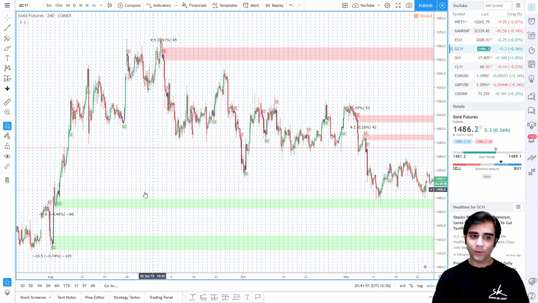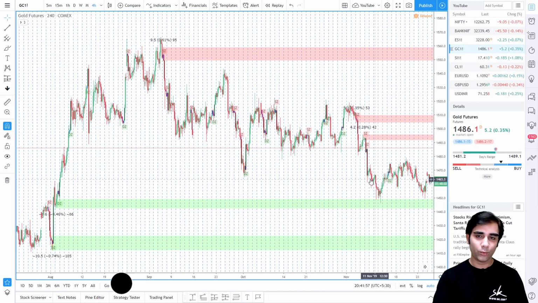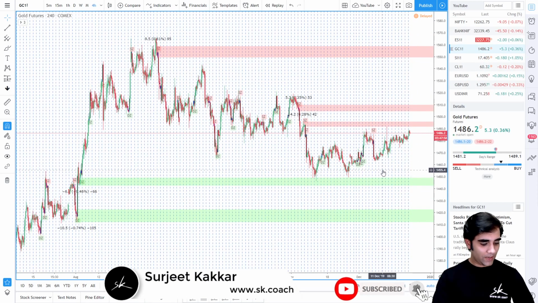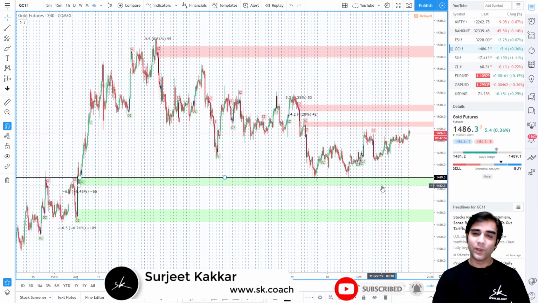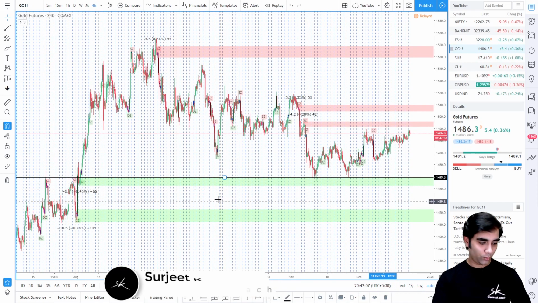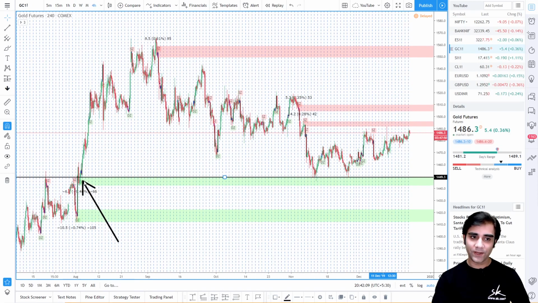Now if you think about it, at the time we marked this as our area of demand, nobody could see it as an area of support. But after a while, we have one test and a second test. Now people will start saying, okay, this is where we have an area of support. But the question is, what created that area of support? It was created because of the demand zone. If this demand was not there, the area of support would not have been created.